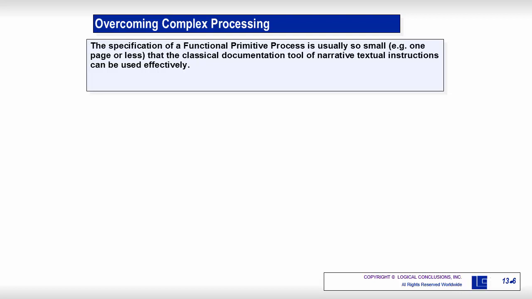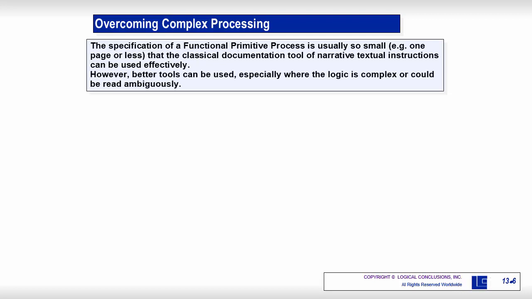Now, the specification of a functional primitive process is usually so small, for example 1 page or less, that the classical documentation tool of narrative textual instructions can be used effectively. However, better tools can be used, especially where the logic is complex or could be read ambiguously. There's a valuable graphical detail specification tool I've been using and teaching for decades. It's called a decision table. I used to like to use them when I was a computer programmer. They helped identify any missed logic in my computer code. They can also help overcome complex decision logic when the tool of procedural written text breaks down.